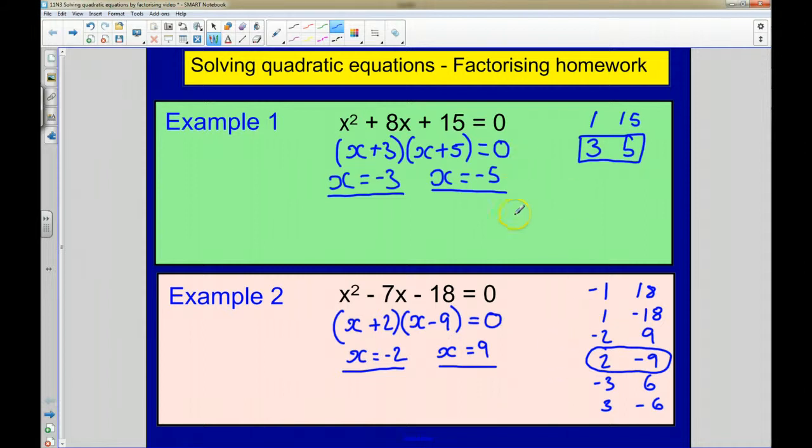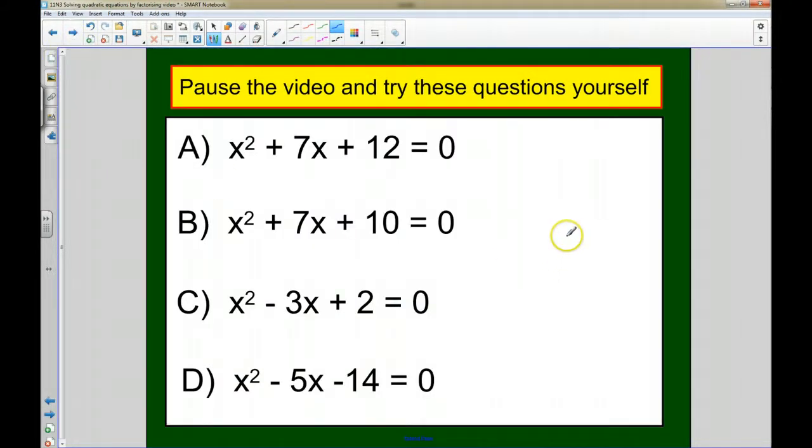Okay, make sure you've copied down these examples. I'd now like you to have a go at the questions over here. Make sure that you show your working out as you go.